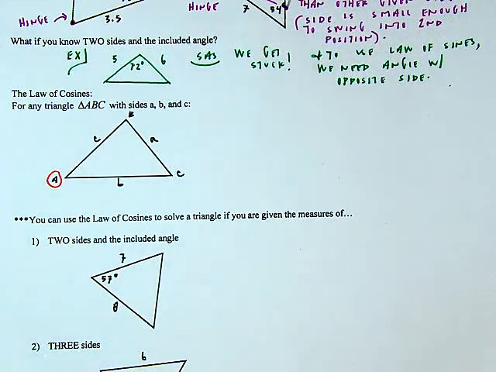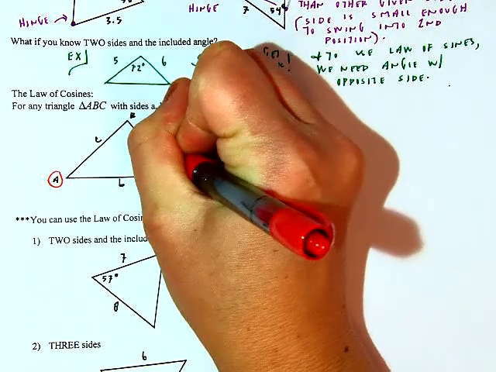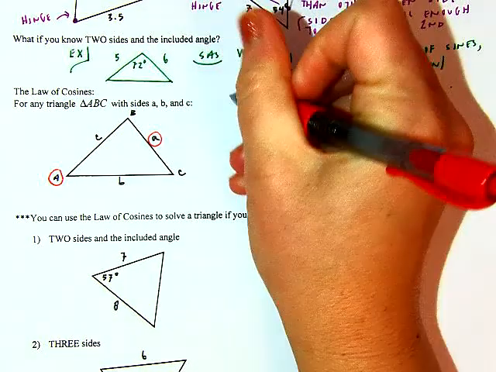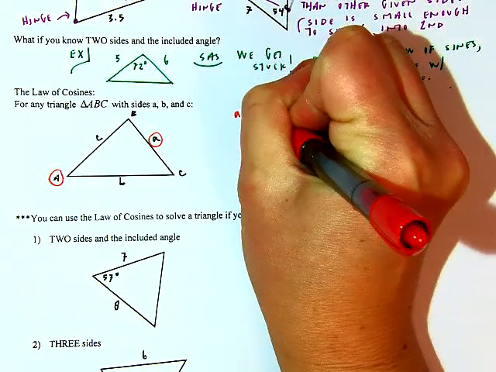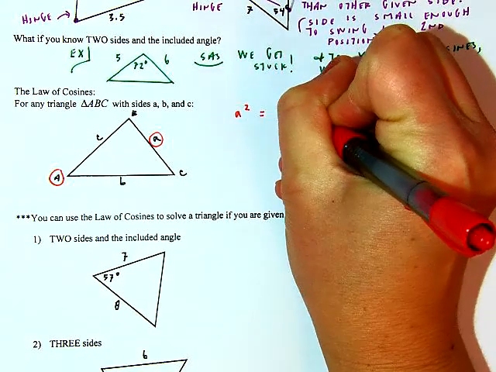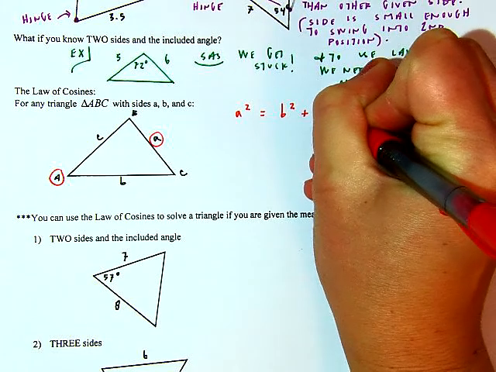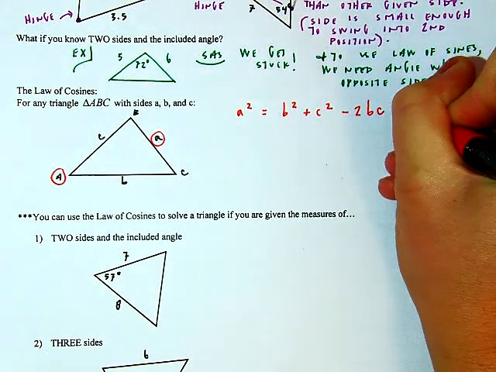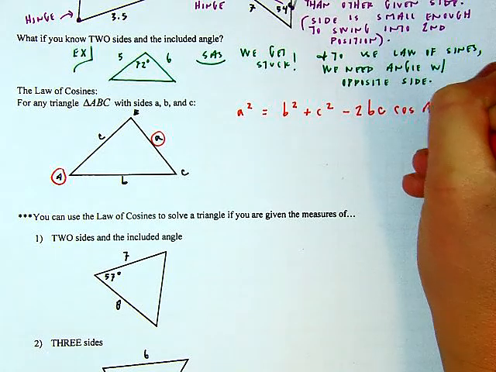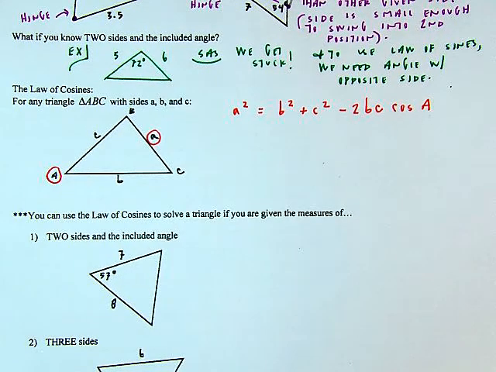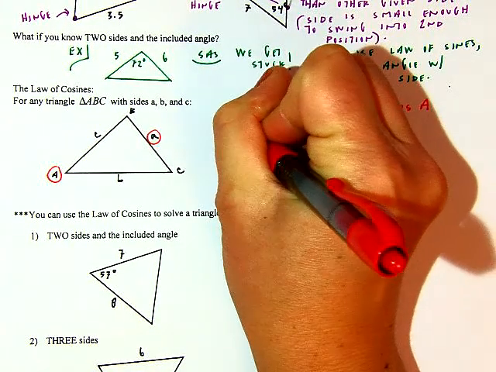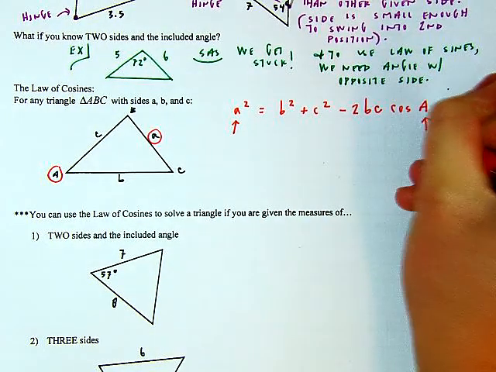All right, so in this one here, I want you to have eyes on one angle. We're going to look at A, and the opposite side, lowercase a. All right, so here is our new structure. We have a squared is equal to b squared plus c squared minus 2 times b times c times cosine A. I know it looks like a beast. It's not that complicated once you start working your way through it.